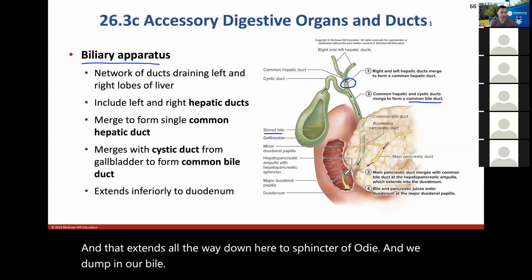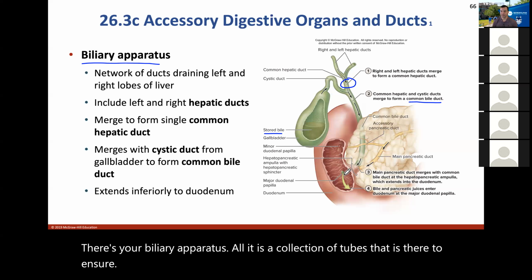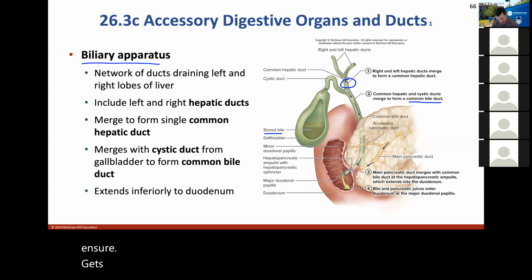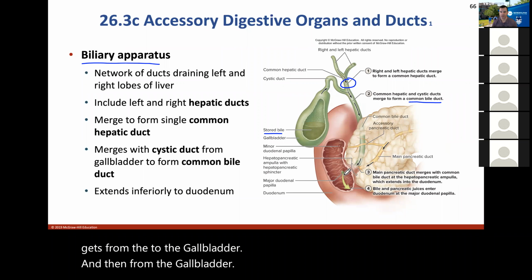There's your biliary apparatus, okay? All it is is a collection of tubes that is there to ensure bile gets from the liver to the gallbladder, and then from the gallbladder to the small intestine.